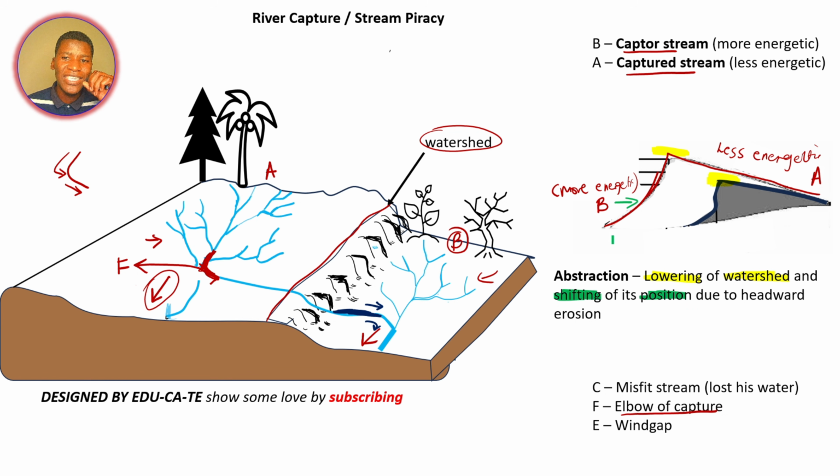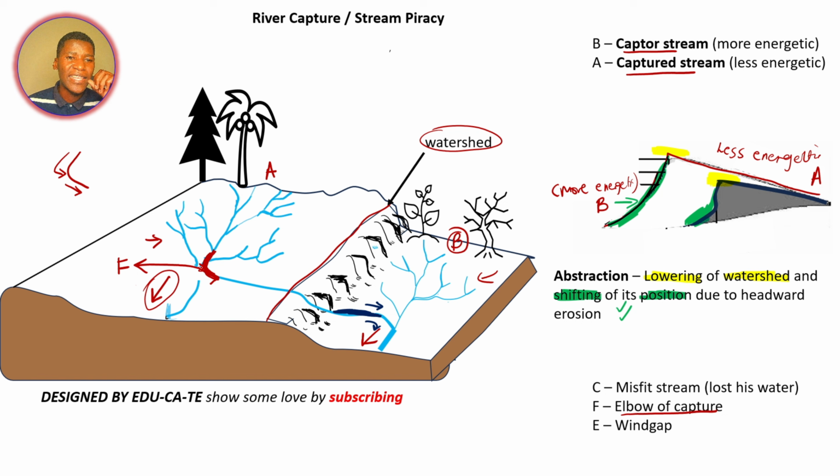Initially, at first, the watershed was at this position. But because of the headward erosion, it is now at this new position. So there are two things that have happened there. There is lowering of the watershed as well as the shifting of its position. That process is known as abstraction. You must know how to define it.